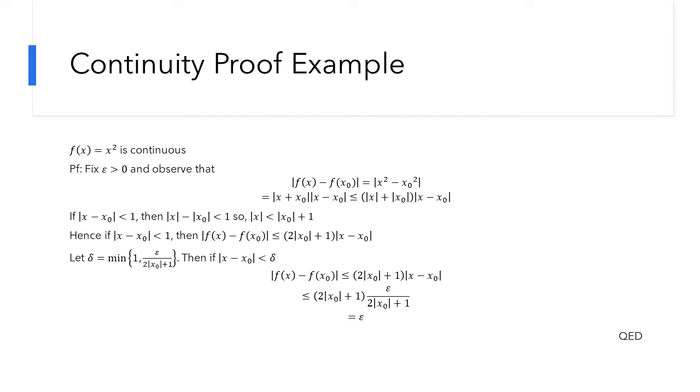Using this, we let delta equal the minimum of 1 and epsilon over 2 times the absolute value of x naught plus 1. Then, if the absolute value of x − x naught is less than delta, the absolute value of f of x − f of x naught is less than or equal to 2 times the absolute value of x naught plus 1 times the absolute value of x − x naught, which is less than or equal to 2 times the absolute value of x naught plus 1 times epsilon over 2 times the absolute value of x naught plus 1, which of course is equal to epsilon, thus showing that x squared is continuous via the epsilon-delta definition.